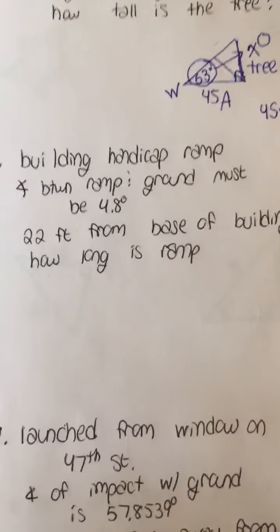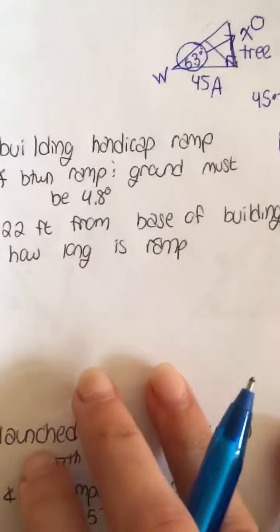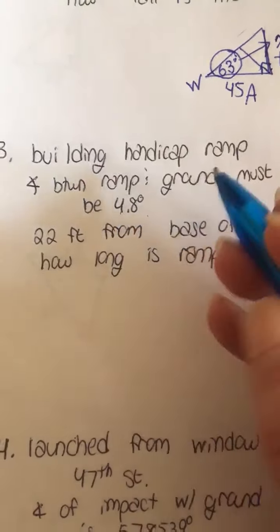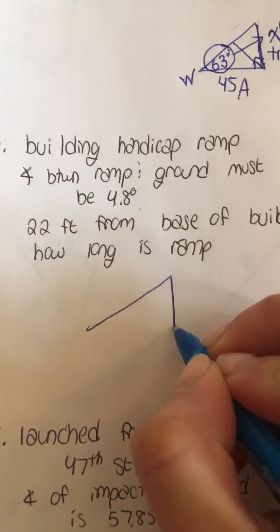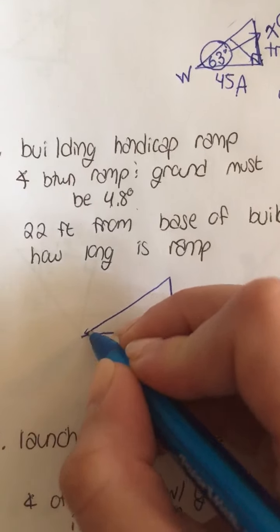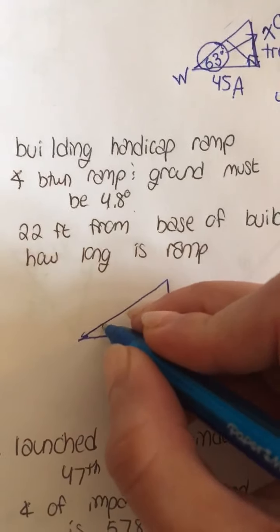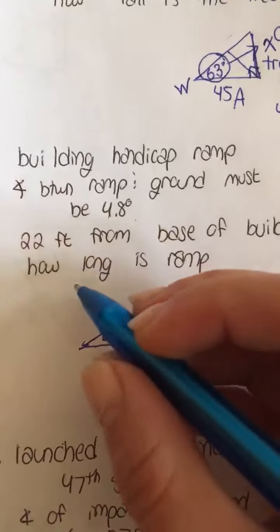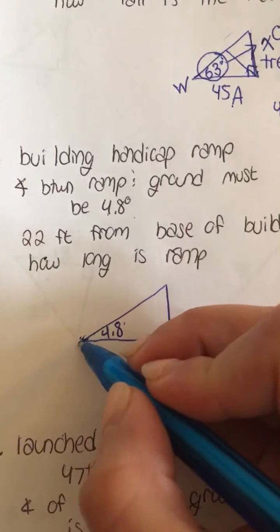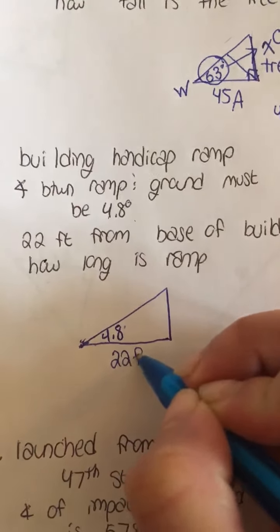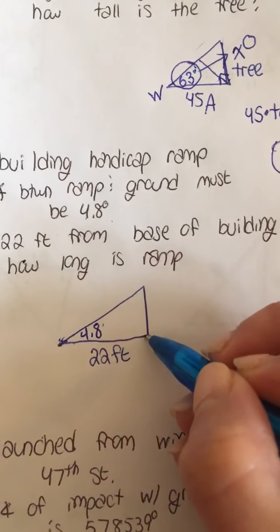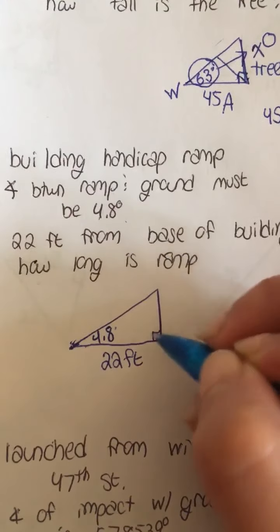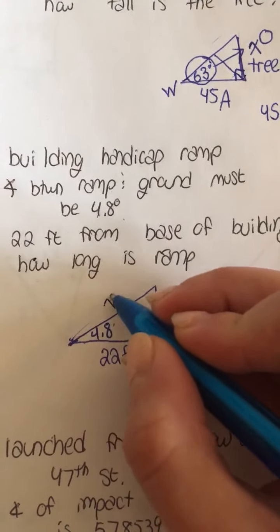Okay, next one is about building a handicap ramp. There actually is a regulation on handicap ramps that the angle between the ramp and the ground must be 4.8 degrees, so that way it's a low enough angle and it's not too hard to get up. So 4.8 degrees here. Ground is always at the bottom, right? We're placing this ramp starting 22 feet away from the base of the building. Base tells you bottom. And we want to know how long the ramp is. The ramp wouldn't be here, right? The ramp is always going on a diagonal.